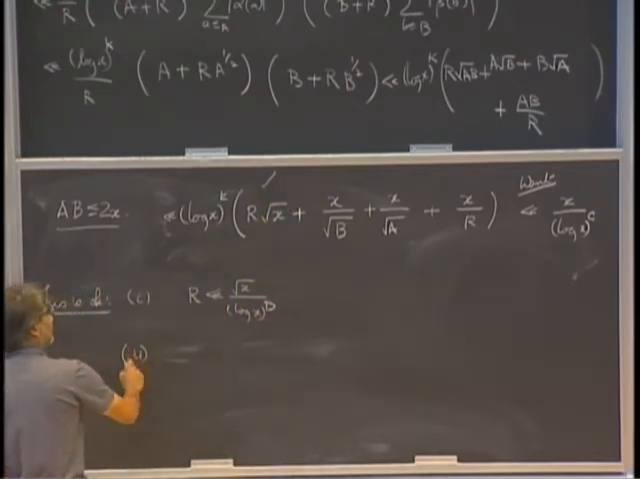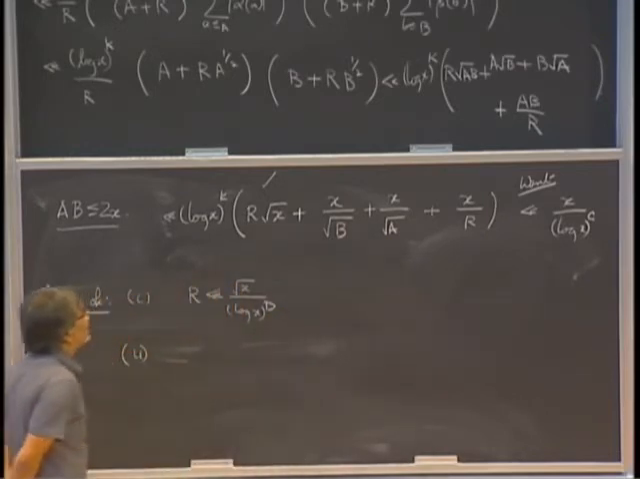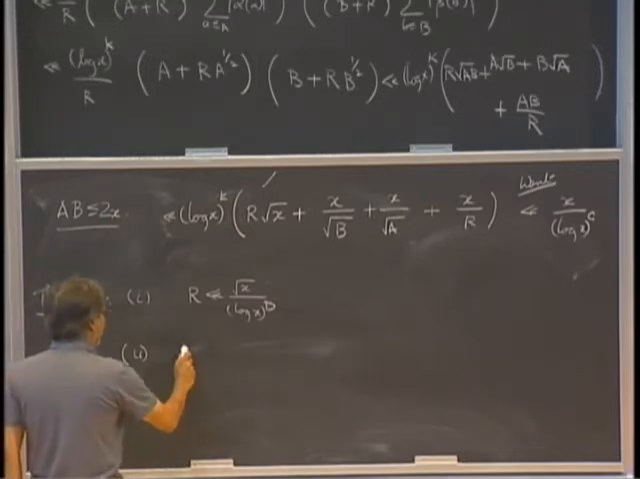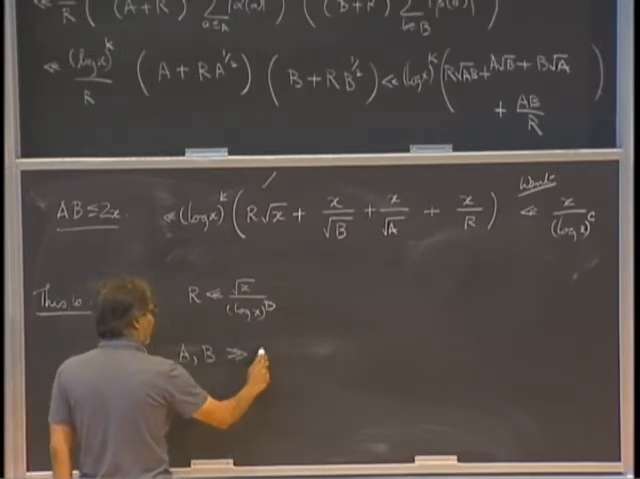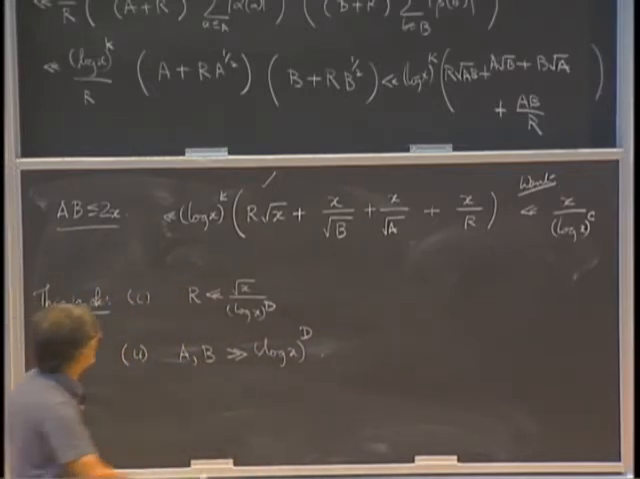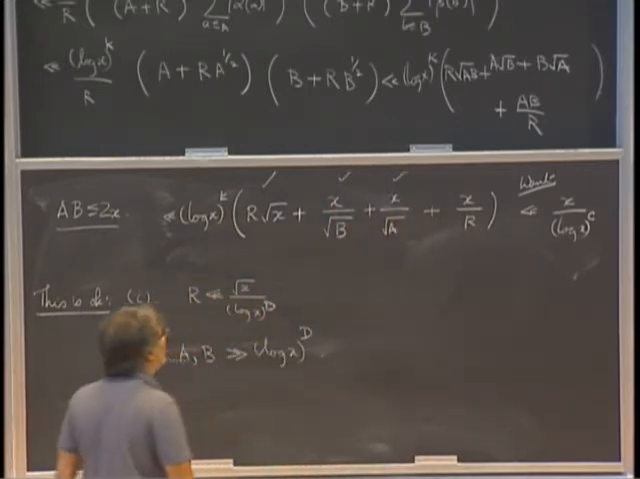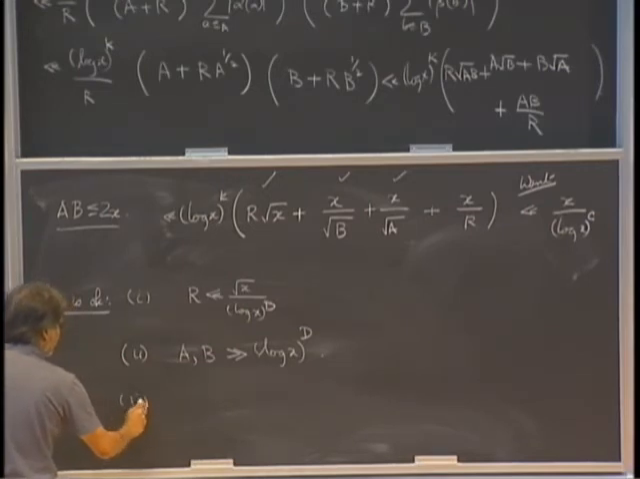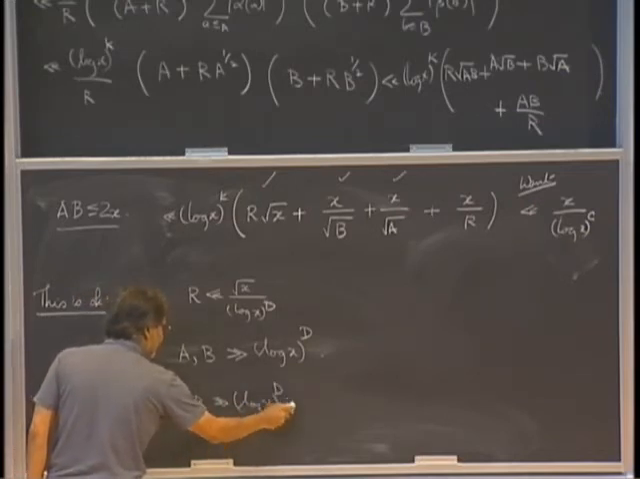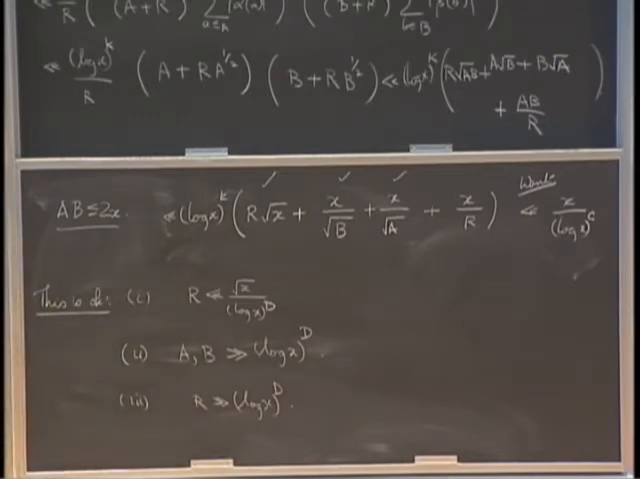Then from these two terms, I must have that if A and B are suitably large, larger than some big powers of log, then those two terms would be okay. I'd be able to save enough from x over root A and x over root B, right? So I can assume that A and B are bigger than, let's say, log x to some power D, right? Then the second two terms would be okay. And then the last term, the x over r, would be okay, provided r is bigger than log x to some power d.